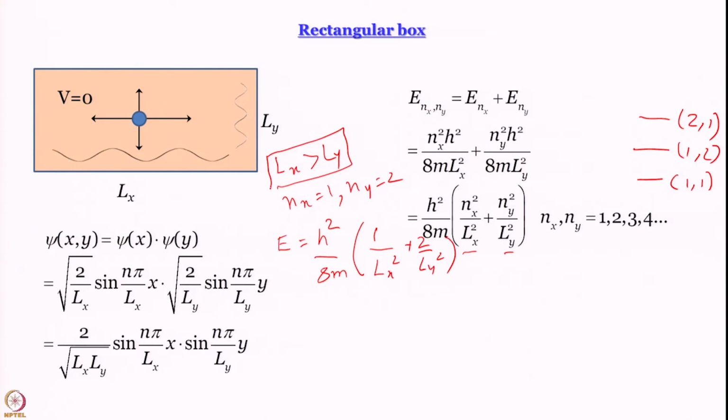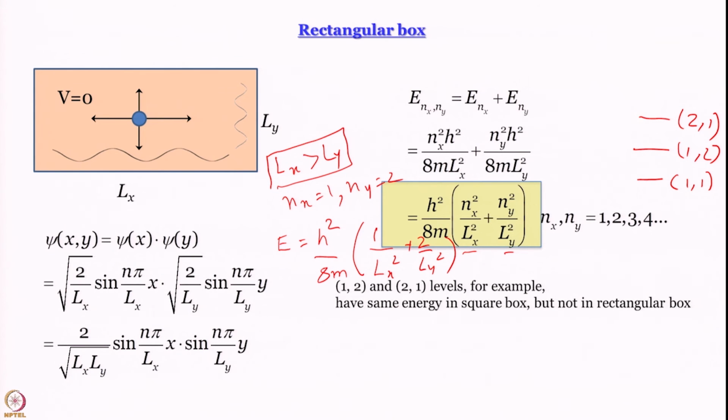But the principle that we embark upon now is that levels that were degenerate in a square box no longer remain degenerate in a rectangular box. In other words, we learned that symmetry and degeneracy go hand in hand. We have more degeneracy in a more symmetric system, and less degeneracy in less symmetric systems.